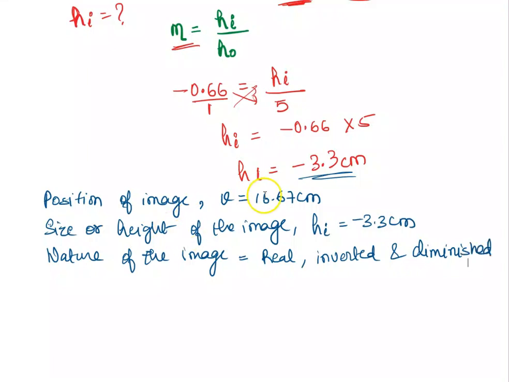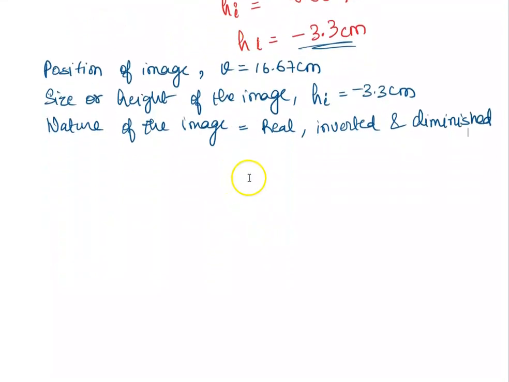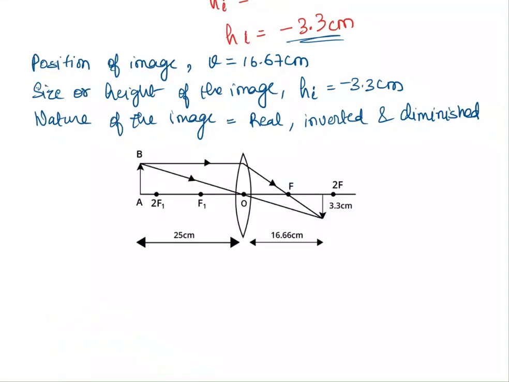Now we need to represent this in a ray diagram also. So here is the ray diagram. This is the principal axis. Now this is the center, the optical center, then focus F1, then focus F2. Now we need to present the object like this, AB.